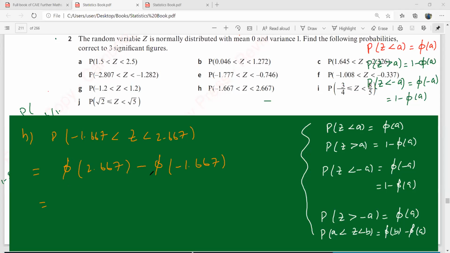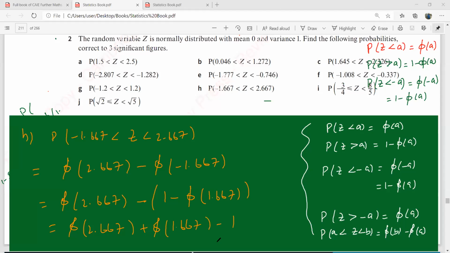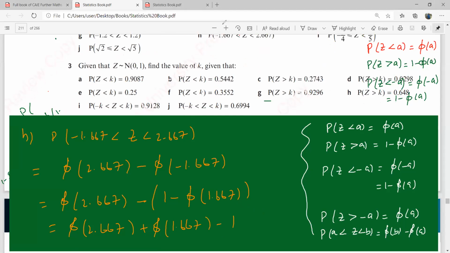And you know this can be changed, where you will find this through the table, and you can write it as 1 minus phi of 1.667, and this would become phi of 2.667 plus phi of 1.667 minus 1. Okay, I'm leaving this up to here, and we'll cover the upcoming parts in the next class.